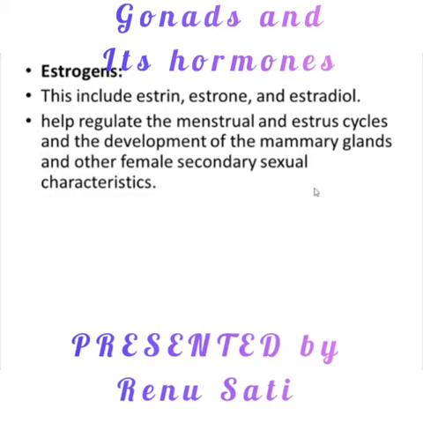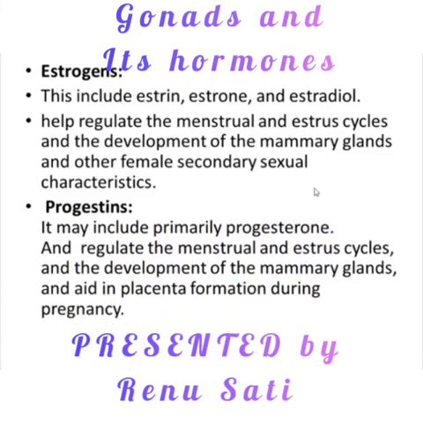Estrogen helps to regulate the menstrual and oestrous cycles and the development of the mammary glands and other female secondary sexual characteristics. The female secondary sexual characteristics are enlargement of the breast, increase in the size of the hip bone, etc.